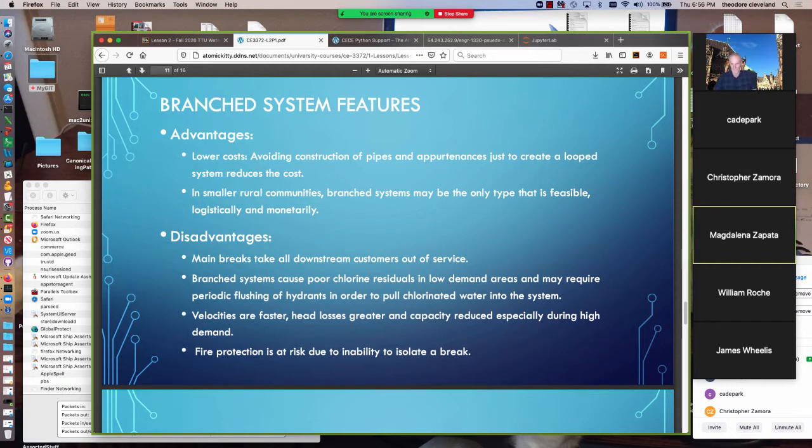They have poor disinfection residuals in areas of low demand because the water stagnates, and there may have to be a periodic maintenance process, flushing of hydrants, to pull chlorinated water back into the system. When it does flow, velocities tend to be faster, so head losses are greater, and that reduces overall capacity during high demand. And the fire protection has the potential to be inadequate if there's a break in the system at the same time a fire occurs.